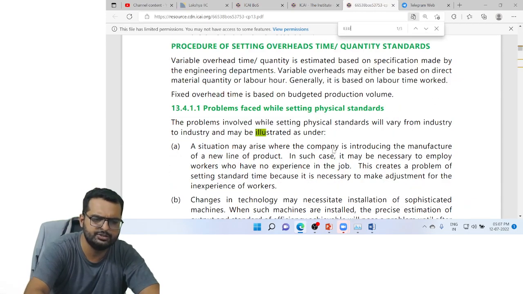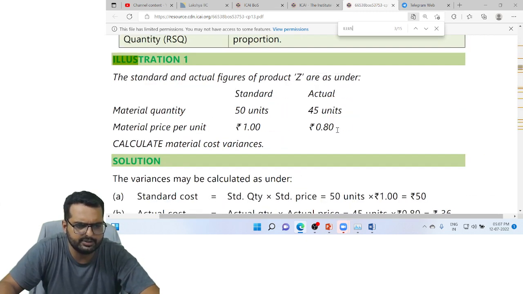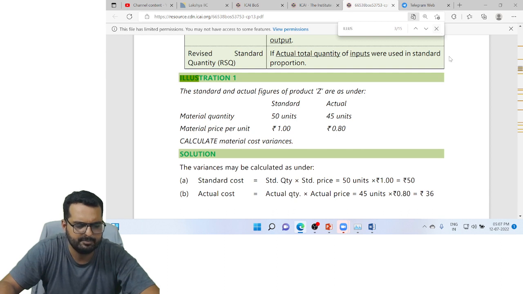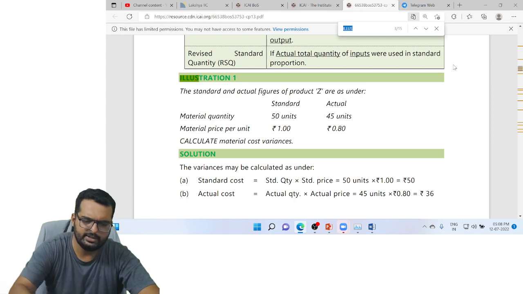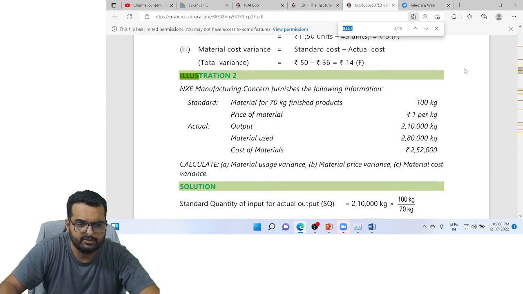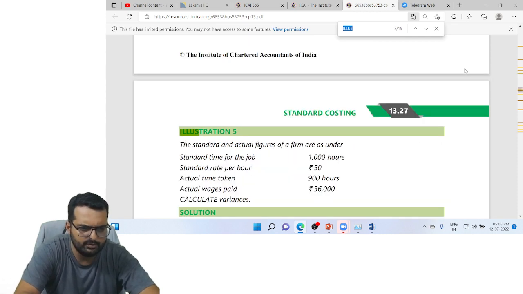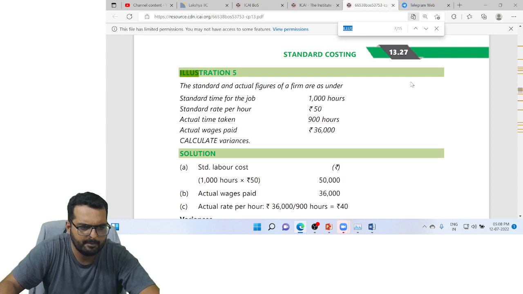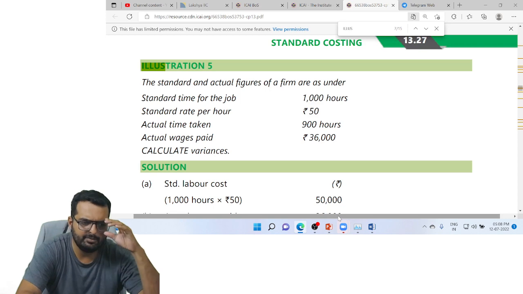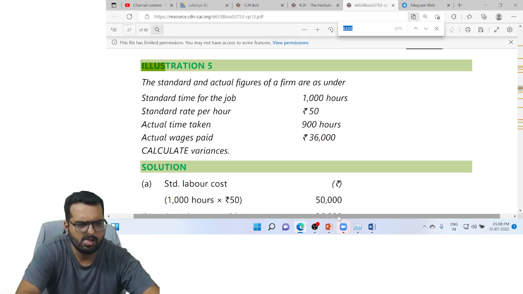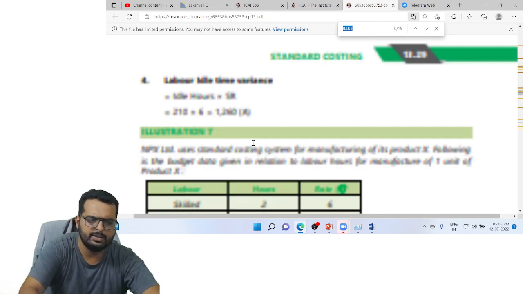Let me take the illustrations. Okay. Friends, just read through illustration number one. Are you familiar with this? You already did this now, correct? Illustration two we have to do. Three also we will do. Four also we will do. Five, are you familiar? Yes, same thing we did for labor, right? Okay. Then number six. Six, we will do it together.